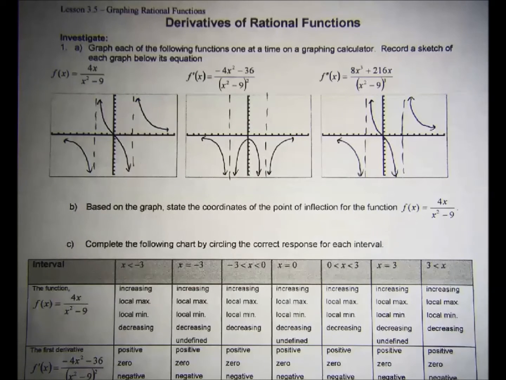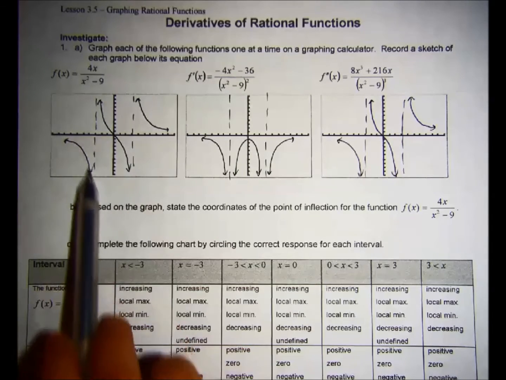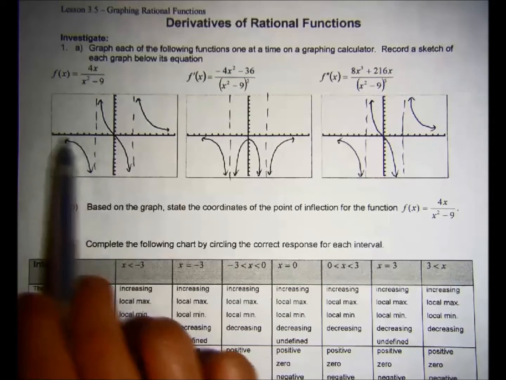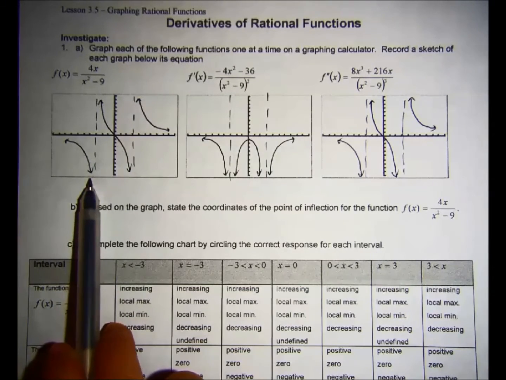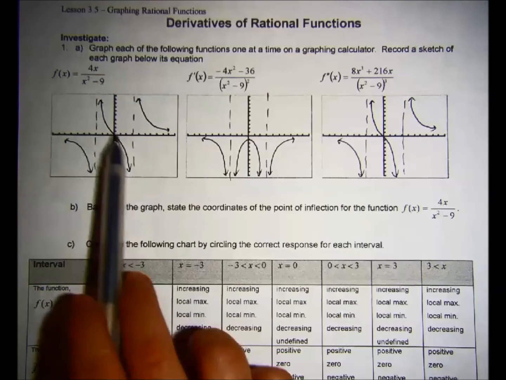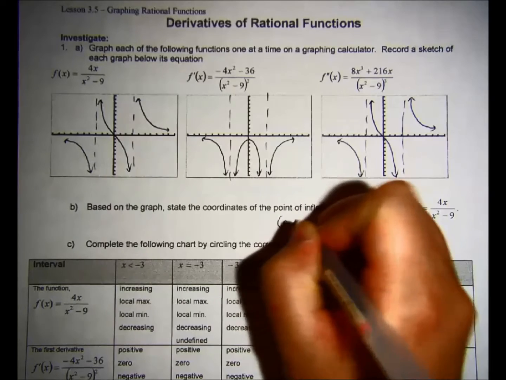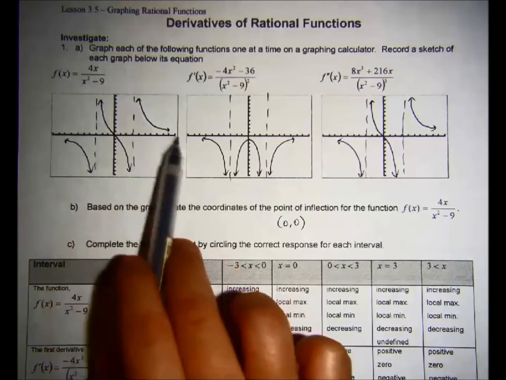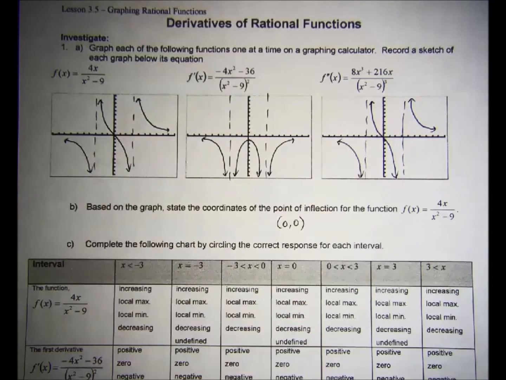Okay, now, based on the graph of the function, you can state the coordinates of the point of inflection for this function. When we look at the original function here, we can see that the function is always concave down when x is less than -3. And then here we have concave up and then changes to concave down. So it looks like the point of inflection based on our graph is going to be at (0, 0). And then at x greater than 3, the graph is always concave up.